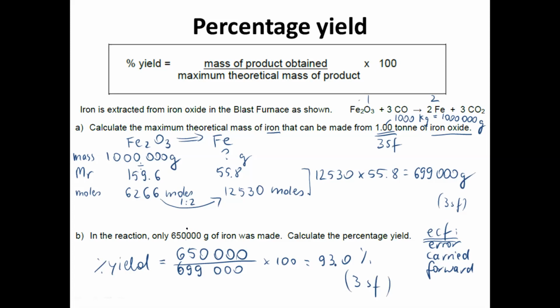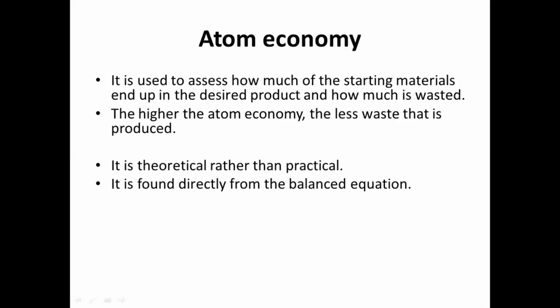Now, the thing is, this number in here, we don't know how many significant figures, but it's minimum 2 significant figures, because we don't know if those zeros after are significant or not significant when you are showing the numbers in that way. Okay, so further practice for this one is task 12, percentage yield. And moving on to atom economy.